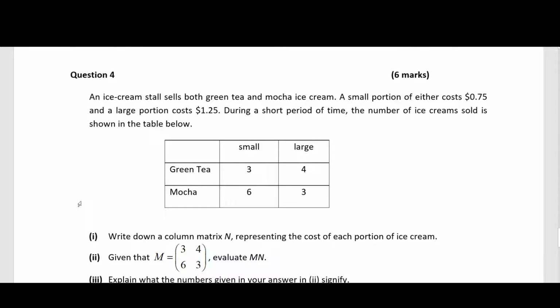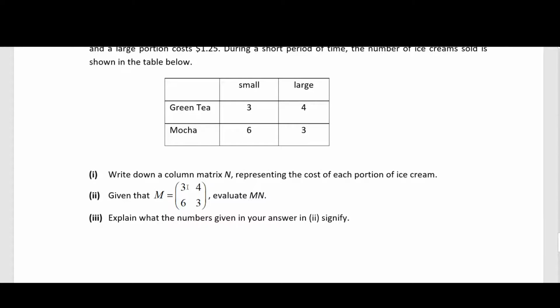Question 4. An ice cream stall sells both green tea and mocha tea ice cream. A small portion of either costs 75 cents and a large portion costs $1.25. During a short period of time, the number of ice creams sold is shown in the table below. So here's the table. Write down a column matrix N representing the cost of each portion of ice cream.